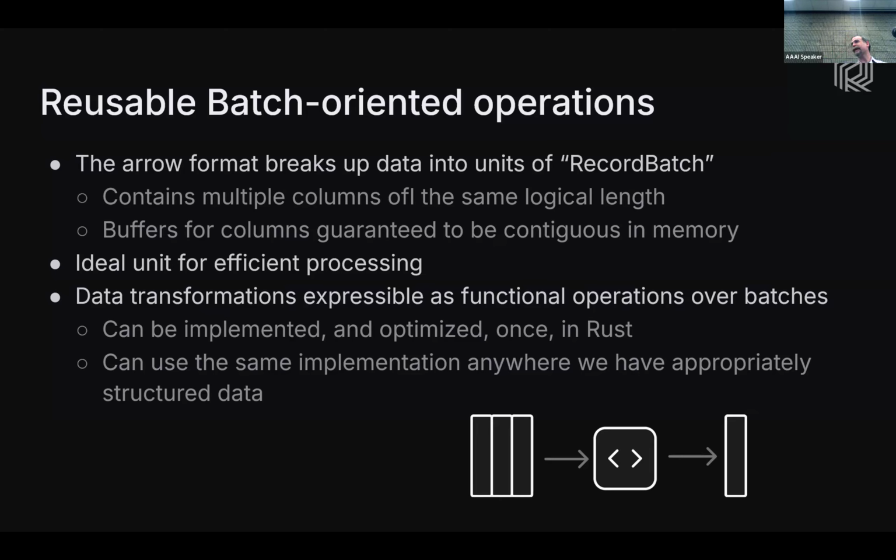And so we can think of all of those different data transformations that I was talking about a second ago as really just functional operations over these record batches, right? So I take some number of arrays as an input and I produce some number of arrays as an output, and we can take that core kernel and implement it once in Rust, and we can use it safely and performantly and efficiently in all of these different contexts, right? As long as we've gotten the data into the right structure, now we can run that code in the context where we need it and do the transformation that we need to do.